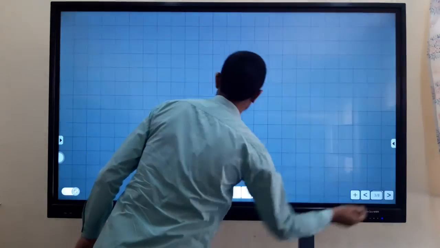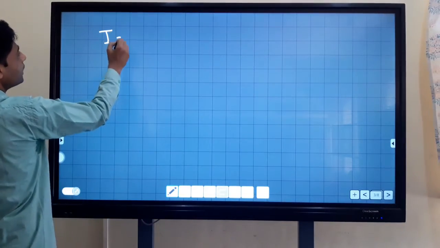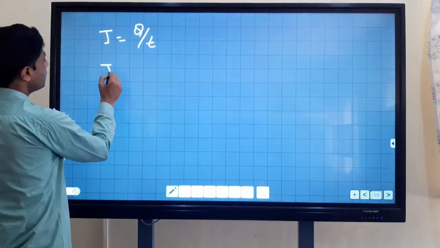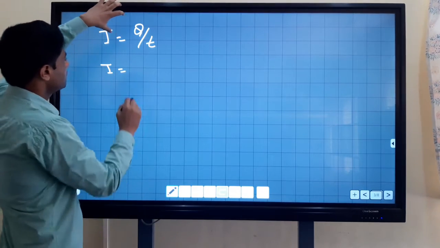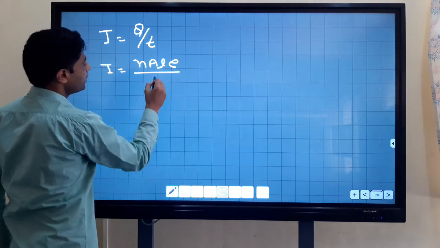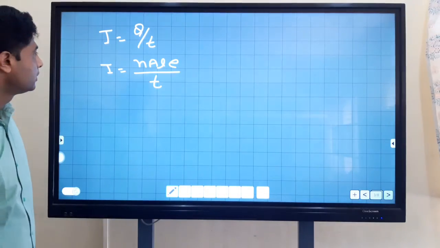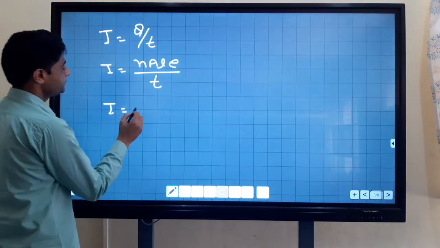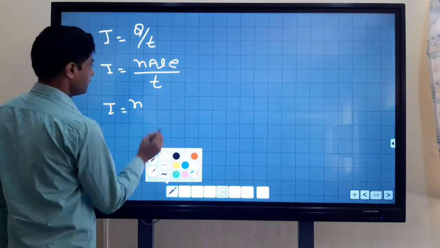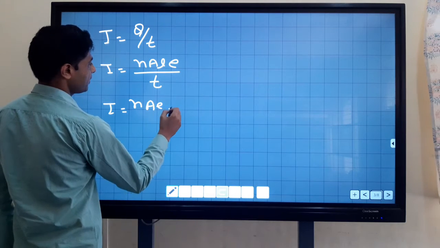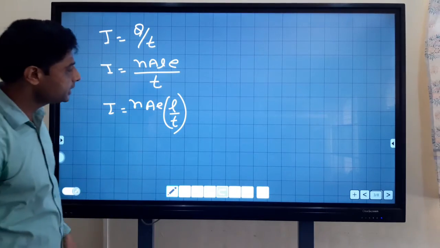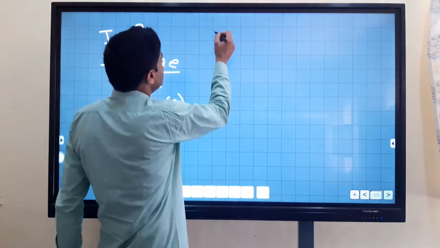And as you know, the value of current I equals the rate of flow of charge. It means I equals Q upon t, and the value of Q is nALe, so I equals nAe into L upon t.